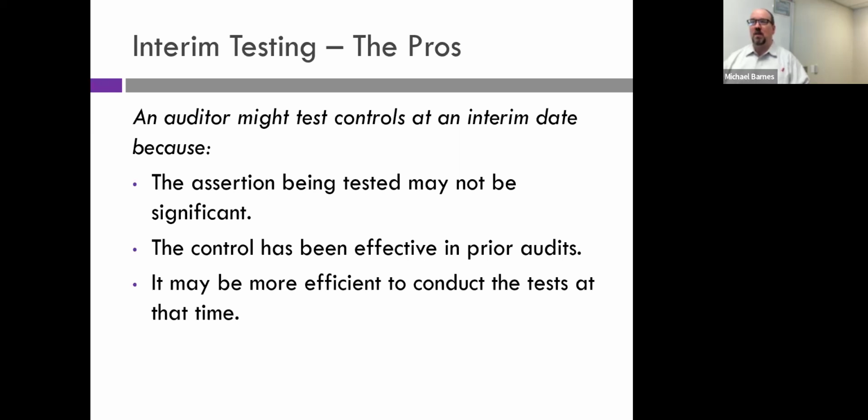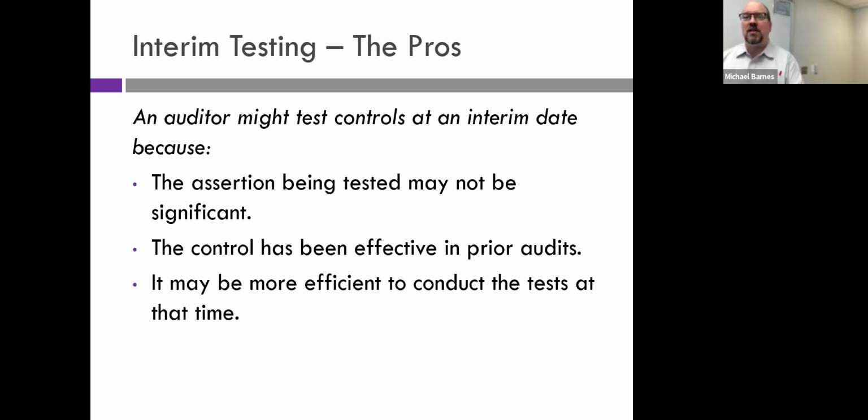Actually, it wouldn't be a controls test. We're talking about classification in an area where classification is not traditionally a concern. So we can test this control. It'll be very easy. Or we look at prior periods and prior audits. This control has always been effective. So if we test it during a period and we find it effective again, we've got a lot of assurance it's going to continue to be effective. This last one's kind of interesting. Maybe more efficient to conduct the test at that time.